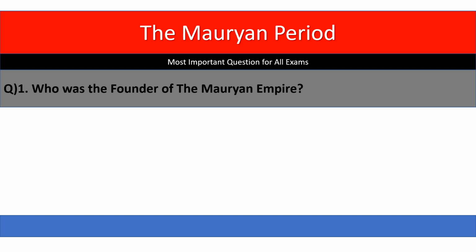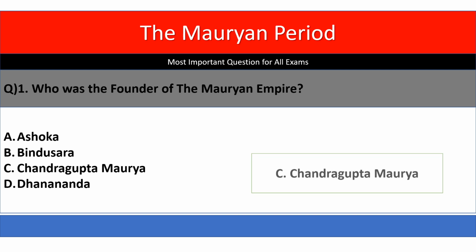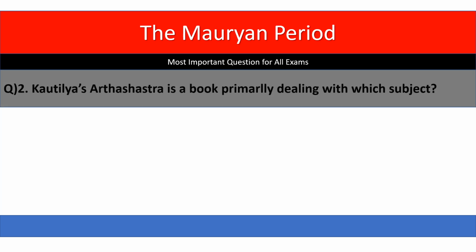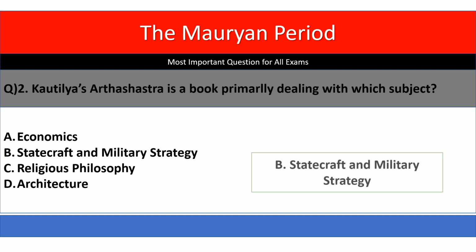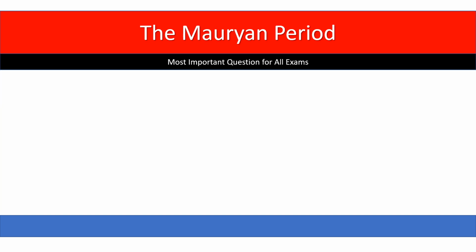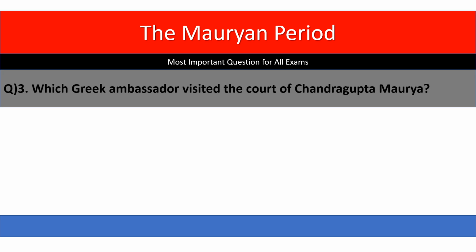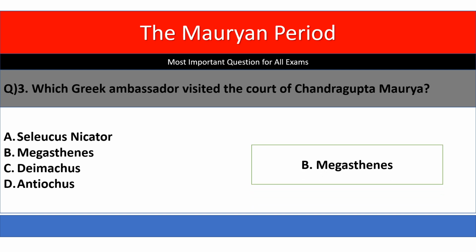Who was the founder of the Mauryan Empire? C, Chandragupta Maurya. Kautilya's Arthashastra is a book primarily dealing with which subject? B, statecraft and military strategy. Which Greek ambassador visited the court of Chandragupta Maurya? B, Megasthenes.